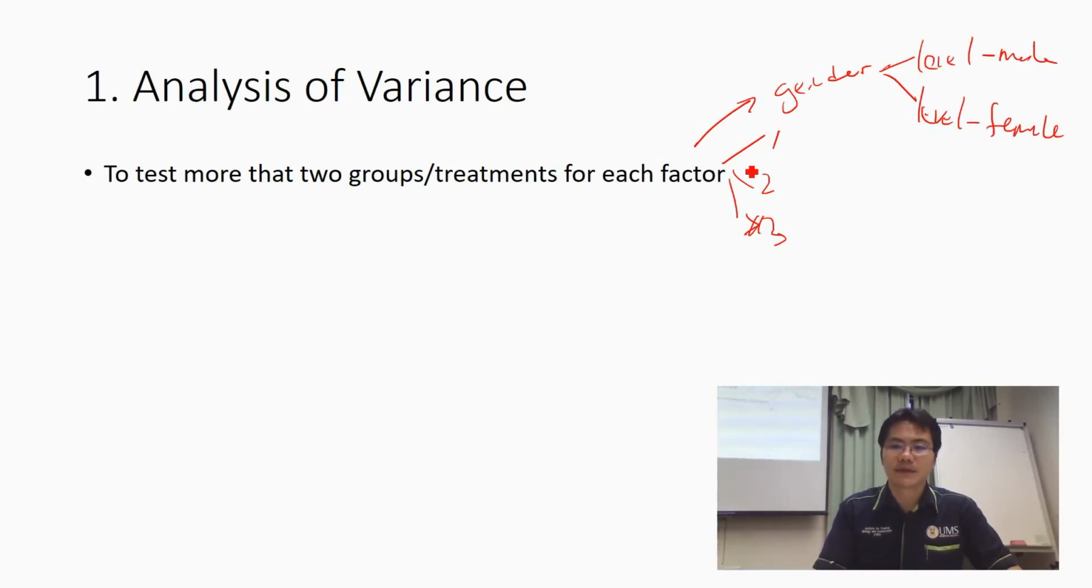Okay. So an example of the two-way ANOVA is that in addition to the gender, maybe you have another factor. Which class the student belongs to. So maybe there are three classes. So this is another factor. Then in this factor, you might have three labels. So class A, B, and C.